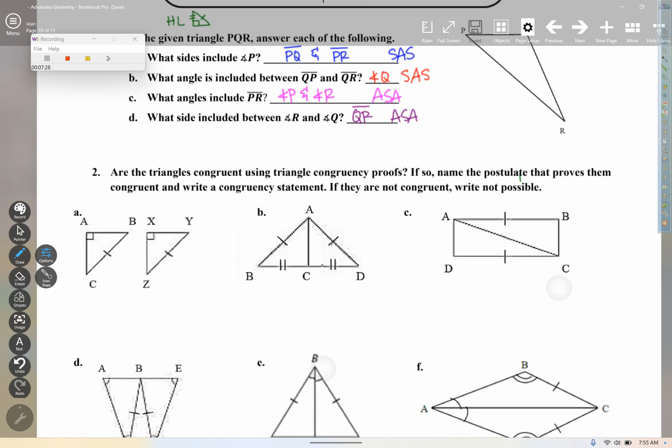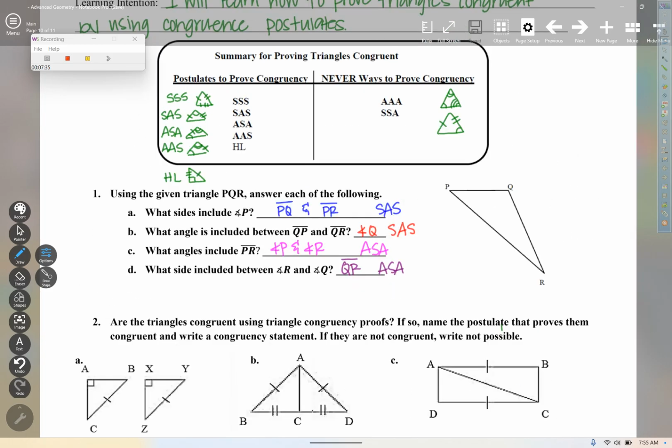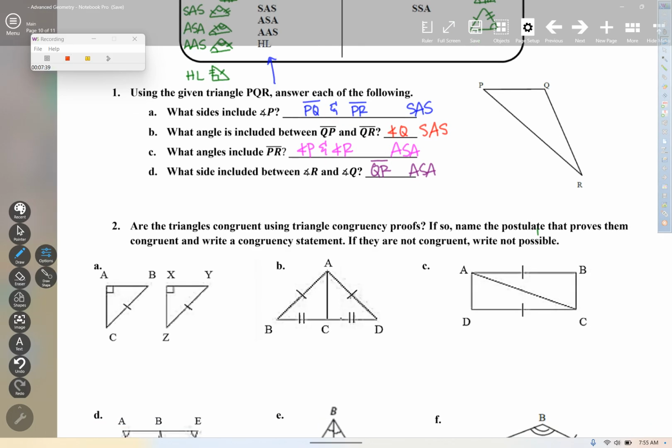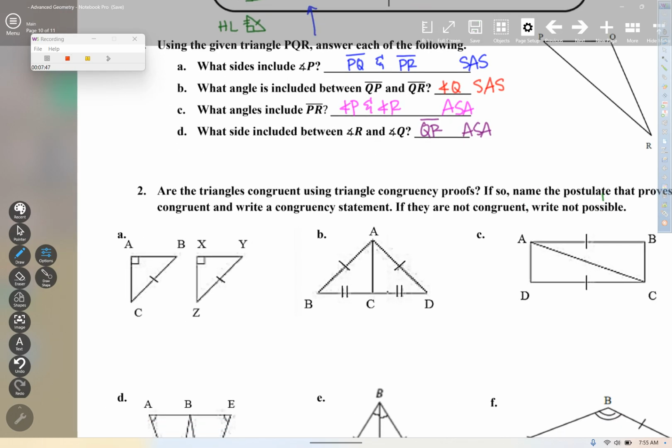Okay, number 2, it says, are the triangles congruent using triangle congruency proofs? So triangle congruency proofs are one of my 5 right here, right? If so, name the postulate that proves them congruent and write a congruency statement. If they are not congruent, write not possible. It's really important that you have 2 different colors of highlighters right now, or 2 different markers, or 2 different color pencils, something that you can just identify each triangle differently.